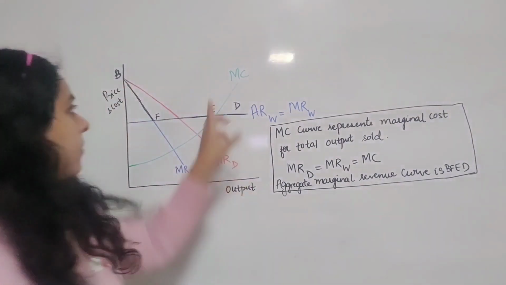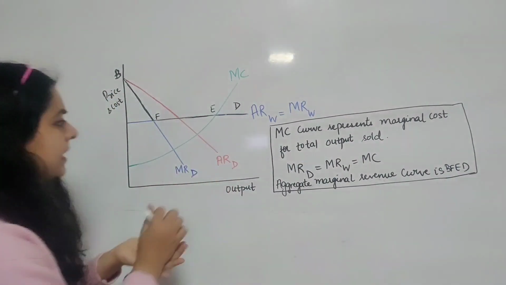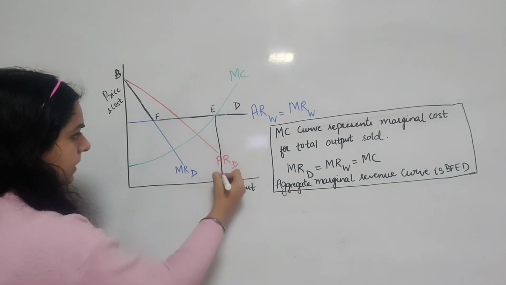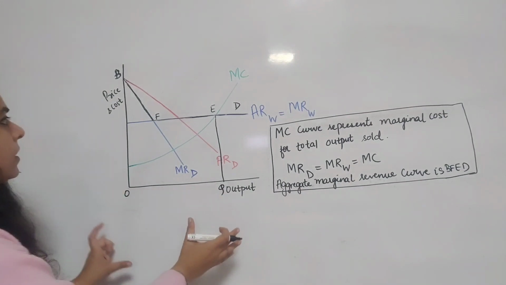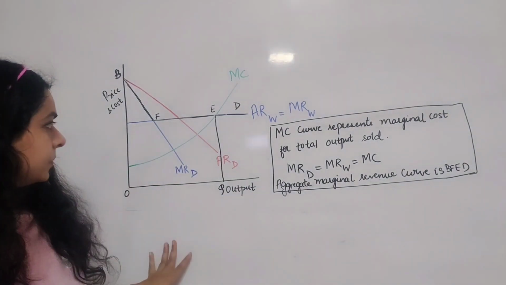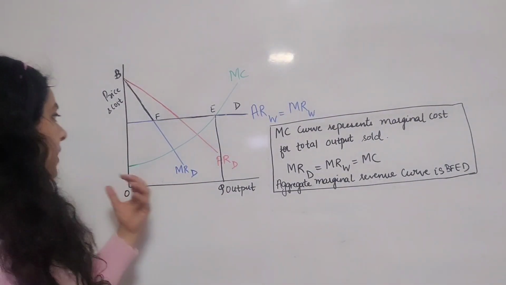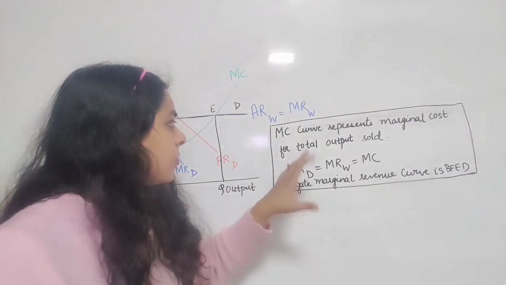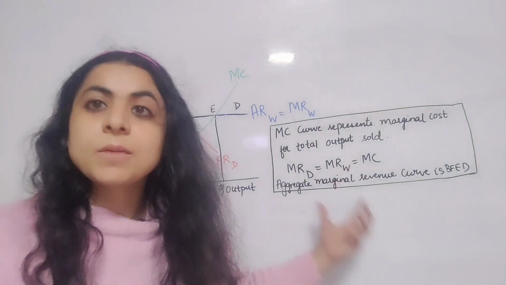The marginal cost curve MC intersects the aggregate marginal revenue curve at point E. So the total output to be sold by the seller in this case is OQ, which will be distributed between the domestic market and the international market. The total output will be distributed in such a way that marginal revenue in the domestic market is equal to marginal revenue in the world market and is equal to the marginal cost.